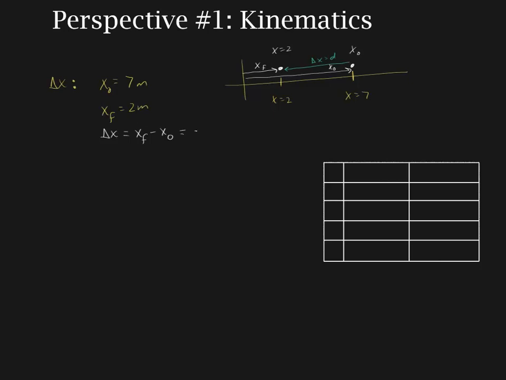X final is 2 meters. X initial is 7 meters. And that's going to give us minus 5 meters. If we do this with arrows, then what we're doing is this. We're saying we have x final minus x initial, but that's really x final plus a negative x initial.